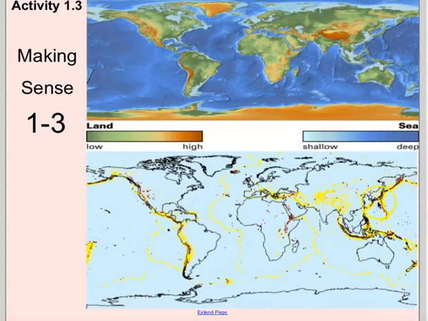Where you tend to see a lot more volcanoes is around the Pacific Ocean. So you can see there's a lot more red there than you have right along here. So it's not always a perfect match, but it does come pretty close.